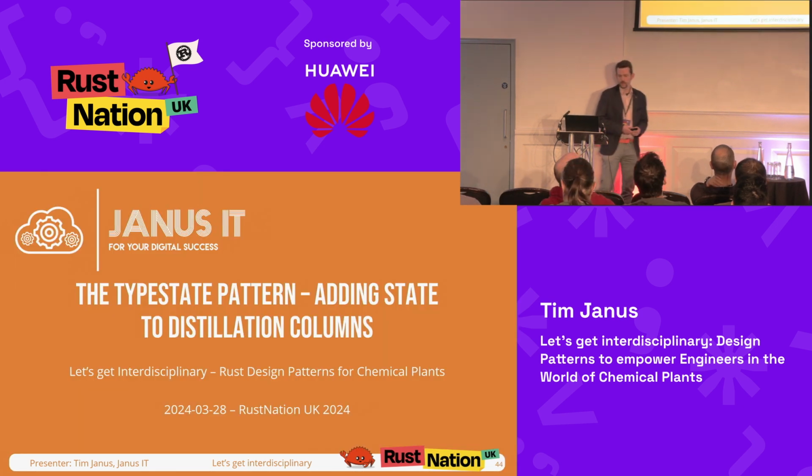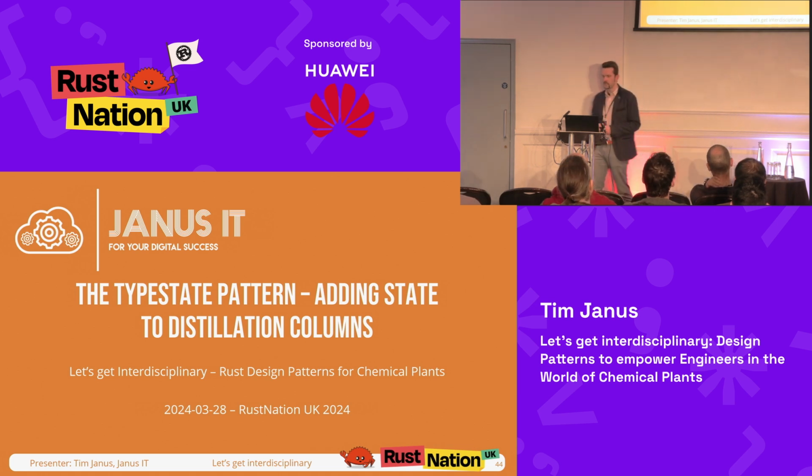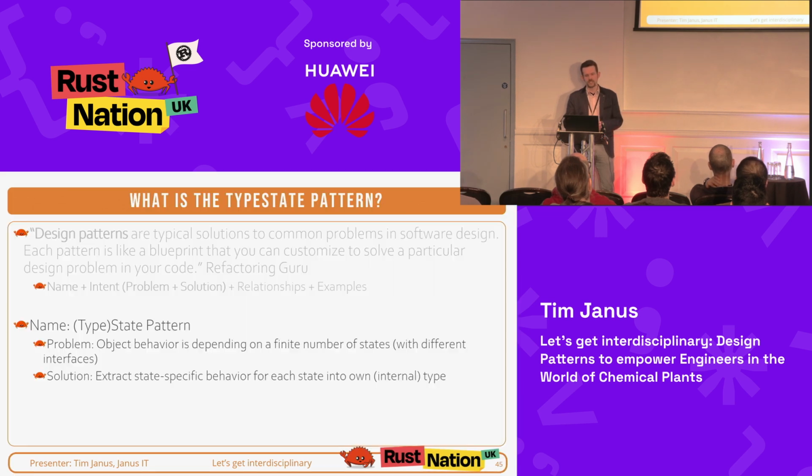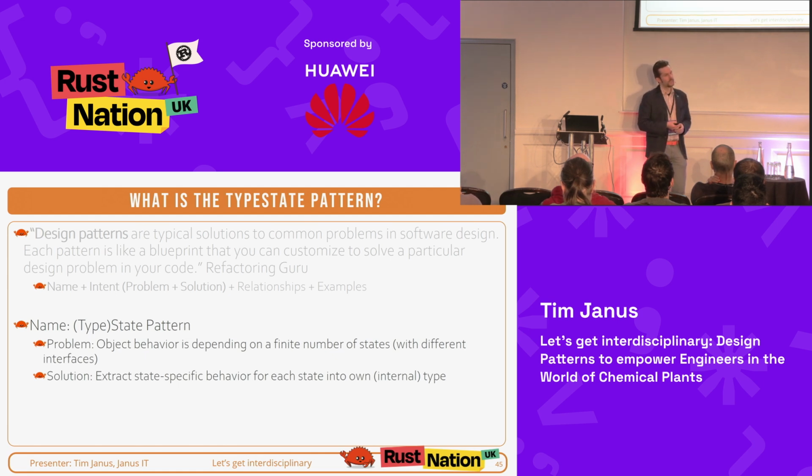All right, so that was the first very simple pattern. But now we will build up on this with the type state pattern. And we want to add some states to our distillation columns. And normally you face this problem that you have data, and depending on the state of this data, you may want to have different behaviors, and for the type state pattern, particularly different interfaces depending on the states.